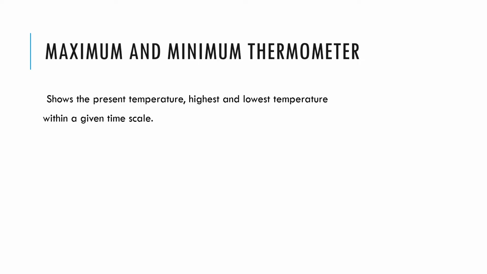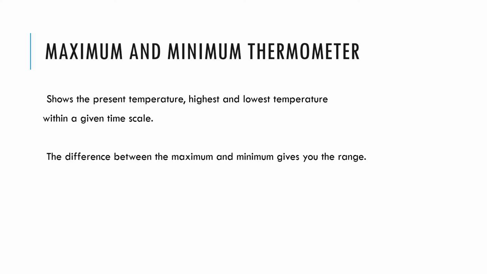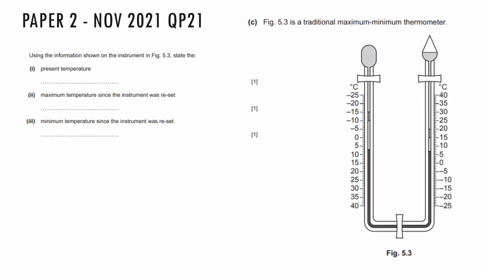So another weather instrument that you might be required to interpret is a maximum and minimum thermometer. Now this shows the present temperature as well as the highest and lowest temperature within a given time scale, usually a day. The difference between the maximum and minimum gives you the range, and it's generally found within a Stevenson screen. If you don't know what a Stevenson screen is, click on the chapters at the bottom to move forwards.